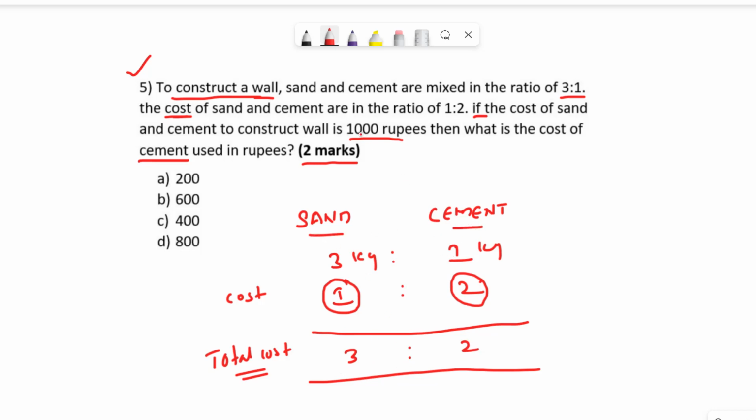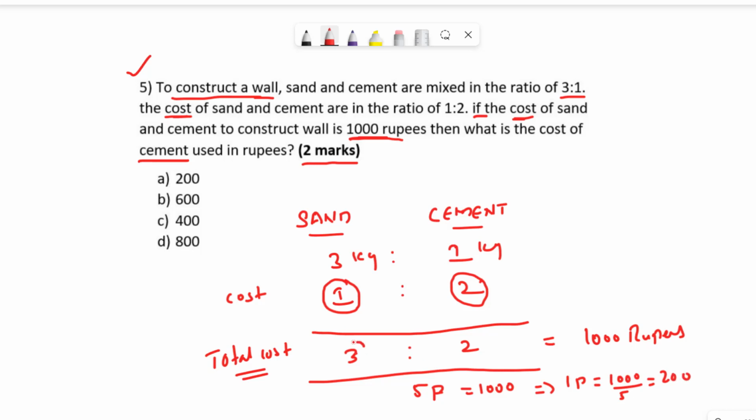But in the question, they already gave the value. The cost of sand and cement to construct the wall is 1000 rupees. So can I write that this total 3:2 is nothing but 1000 rupees? So I can write 5 parts. This is 3 and this is 2. So 5 parts equal to 1000 rupees. So 1 part equals 1000 by 5, which is equal to 200.